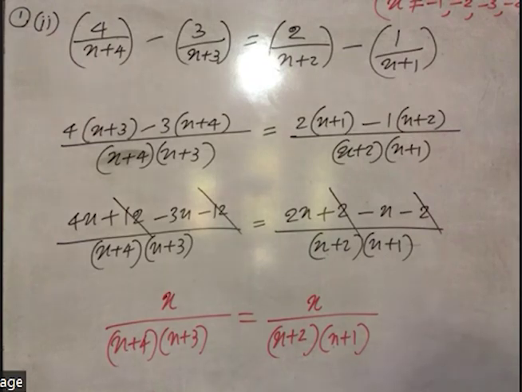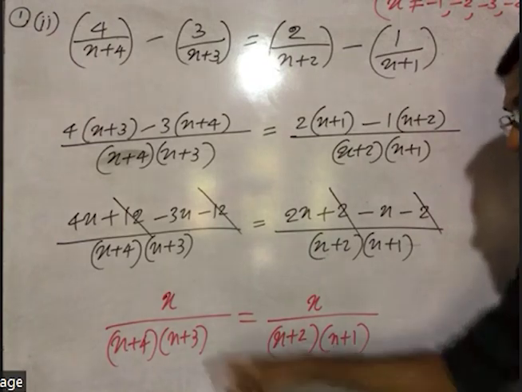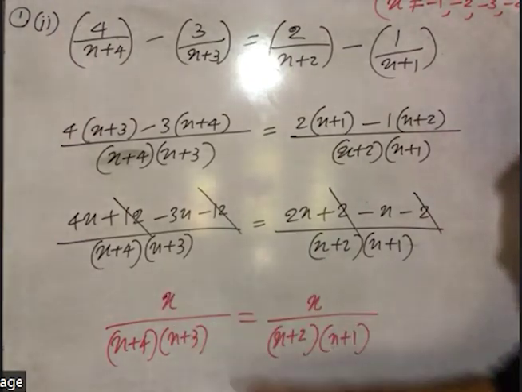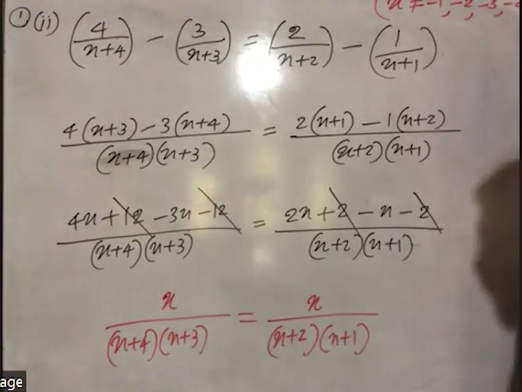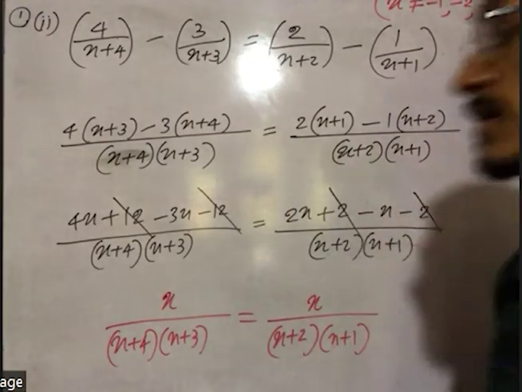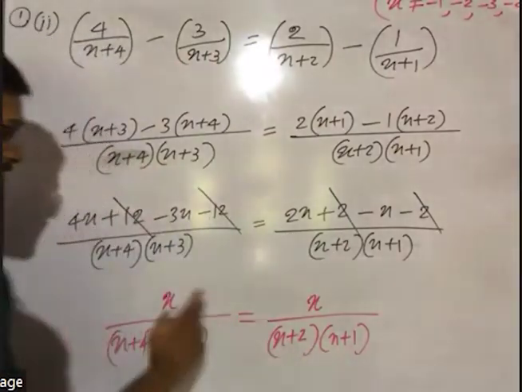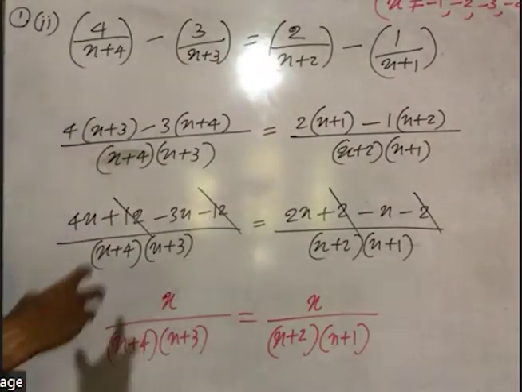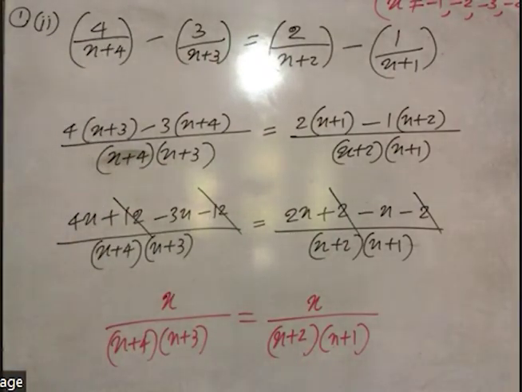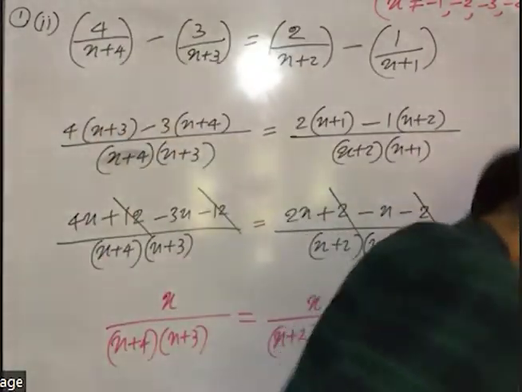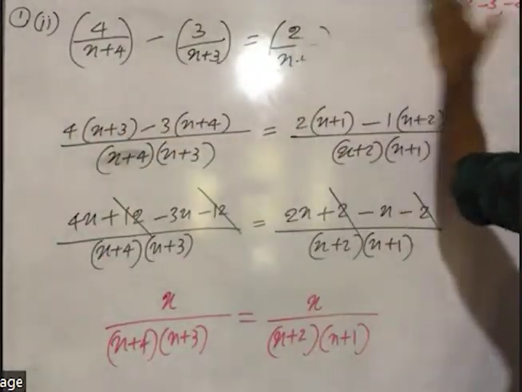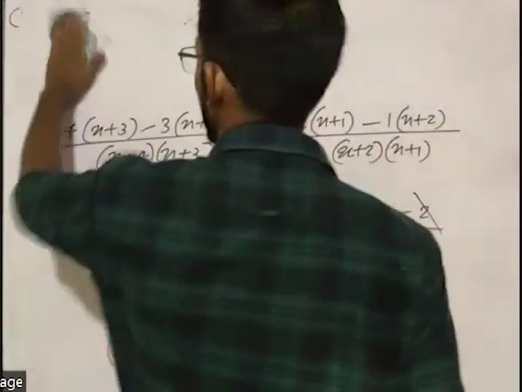Right. Now, here you cannot simplify x and x. You cannot cancel x and x, because if you cancel, you will lose one answer. Therefore, you have to cross multiply this. Then you have to simplify. Right. Okay. Now I'm going to cross multiply and simplify this question.